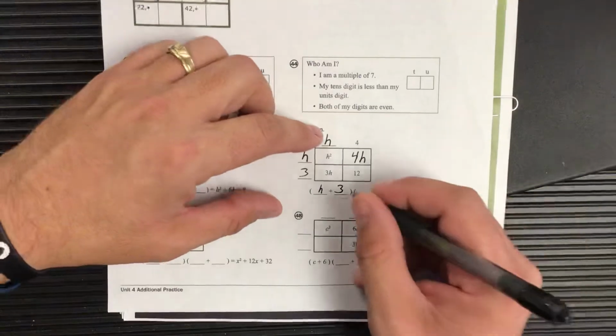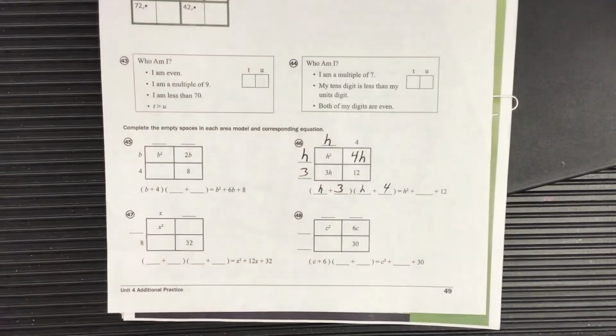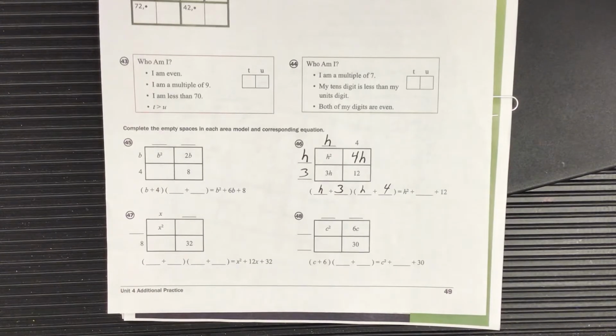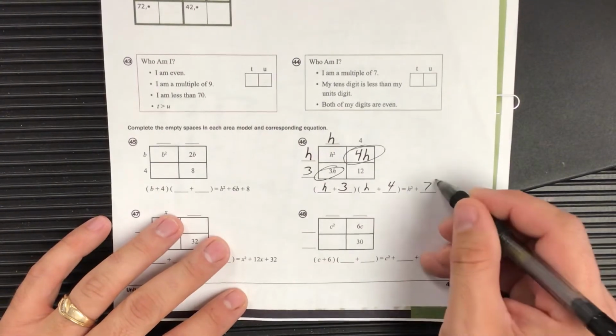Maddie, don't even. Next one's going to be h plus 4. Now be careful on the next one. What goes in that last blank? 7h. Are you serious? 3 plus 4 is 7h.